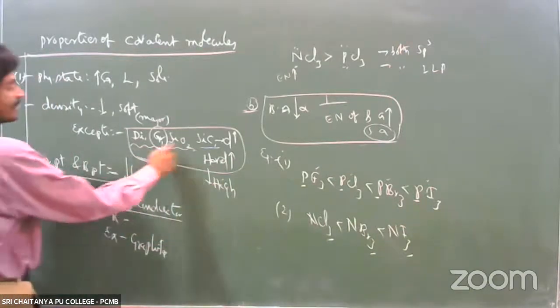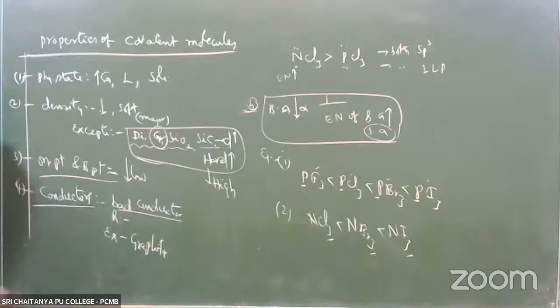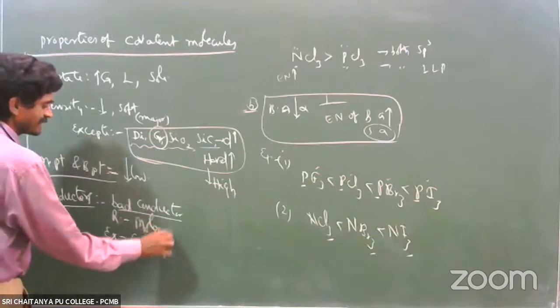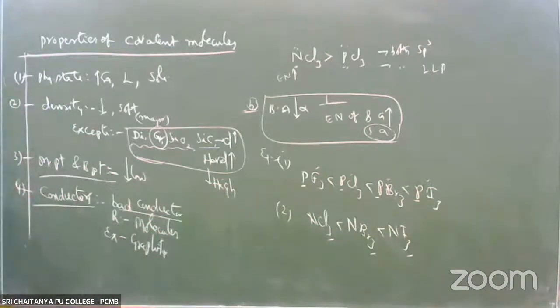Even though diamond and silicon are hard, their conductance is bad; they are bad conductors. Why? Because the covalent substances exist as molecules. Molecules do not carry electric current. Next one.